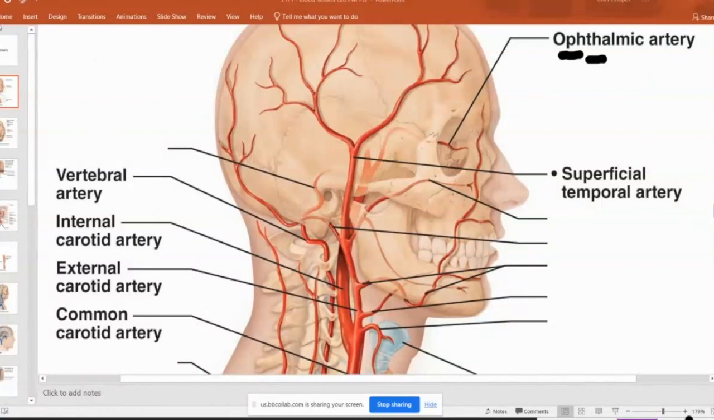Crazy thing is, all these branches have names. There are people that know all of those branches. Probably for most of us, it's not important to know that much information. Next thing we're going to do is look up right up in here, zoomed up, and see the internal carotid and the vertebral. What happens to them as they get to the brain?